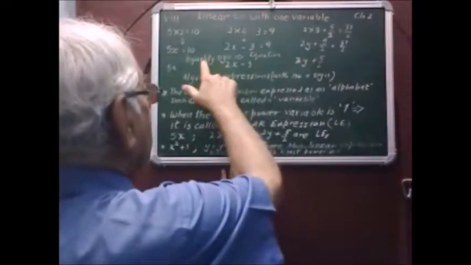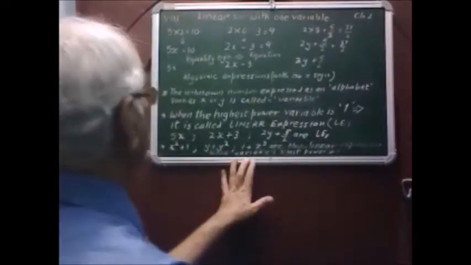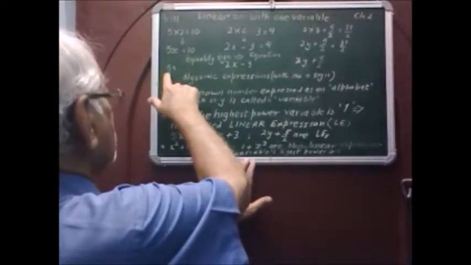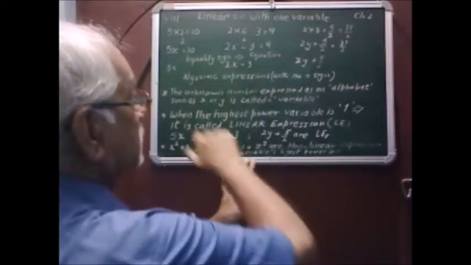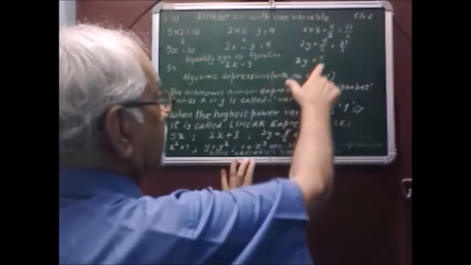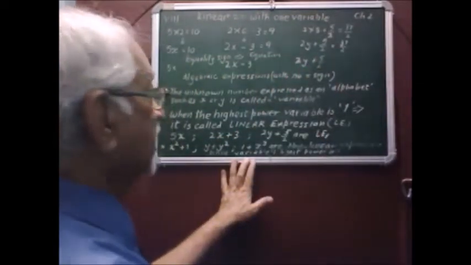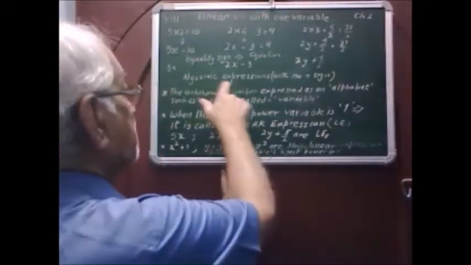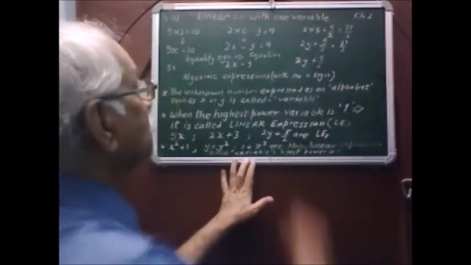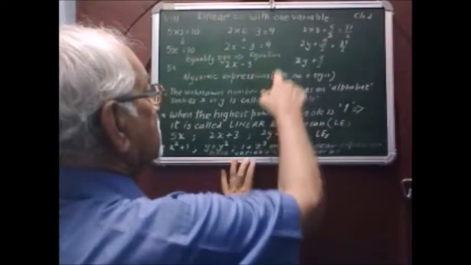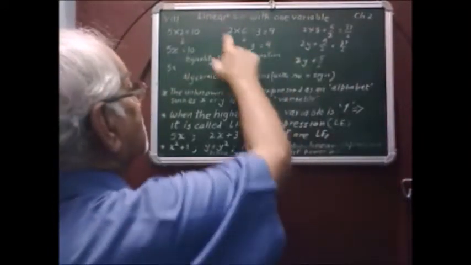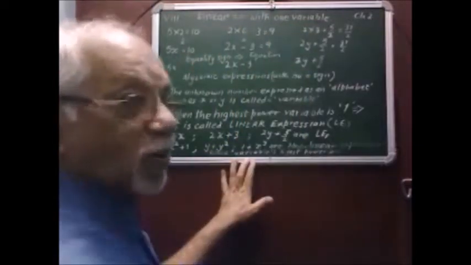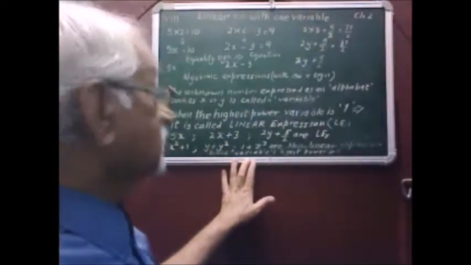When the equality sign is removed, then the expressions 5x, 2x minus 3, 2y plus 5 upon 2, are called algebraic expressions. So these are the algebraic equations. These are algebraic expressions. And the earlier ones were the arithmetic equations.